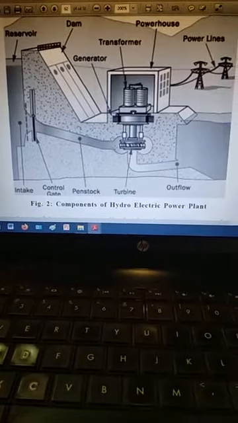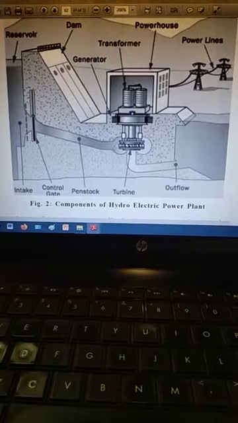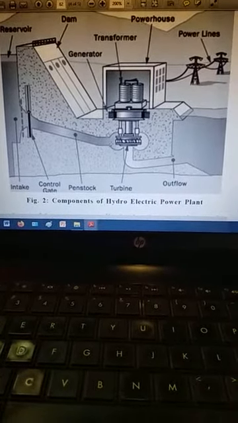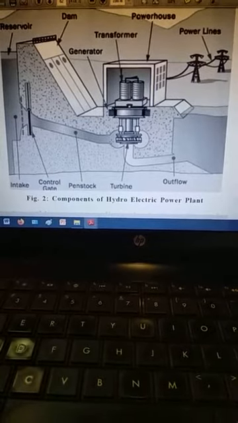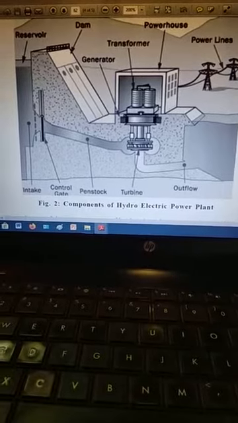Hello, friends. Let us continue our last lecture on hydroelectric power plants. This time, I will show the main components of a hydroelectric power plant. This is a simple schematic diagram of the hydroelectric power plant.